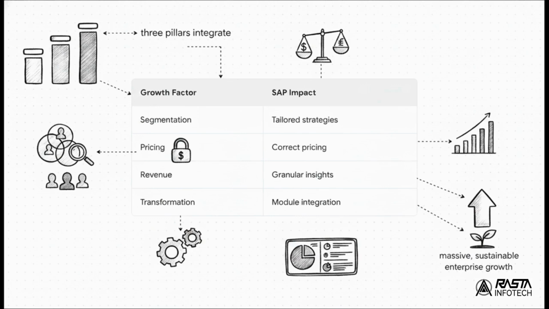So the crucial point is, when these three pillars are correctly integrated into a sales area, they unlock 4 key growth factors. Let's walk through these really quickly. First up, customer segmentation. Because your data is perfectly organized by region, channel, and product, you can enable highly tailored market strategies for totally different demographics.